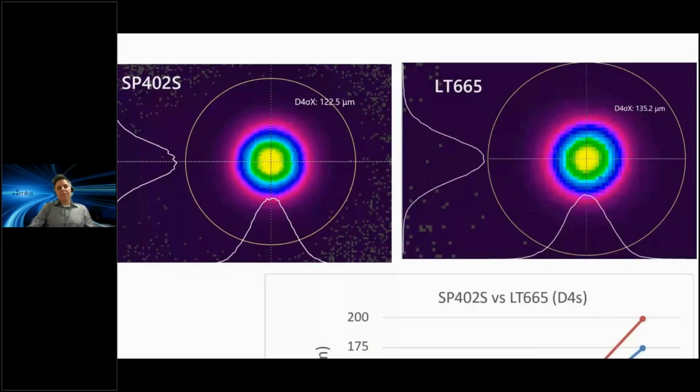Let's see some images. If you notice here in the LT665, the beam size appears larger. It has some blooming effect, and actually the beam size is 135 microns. Same beam with the SP402S camera shows 122 microns. And this is because the blooming effect is much smaller in the SP402S. And also in the LT665, you can see a significant pixelization of the image, which is barely noticeable in the SP402S. There is almost no pixelization due to very high resolution of the camera.